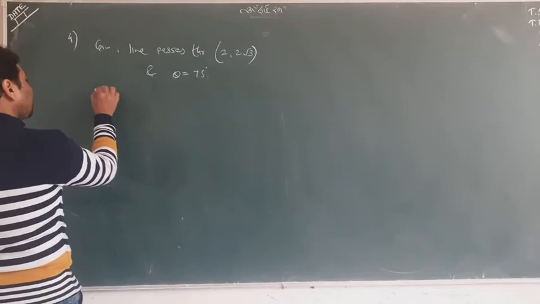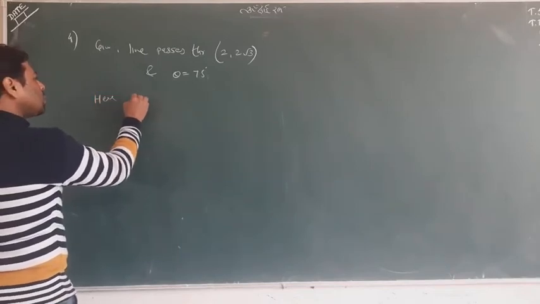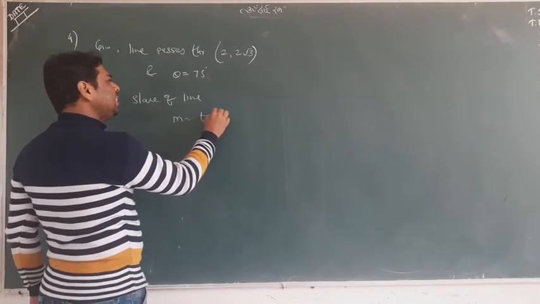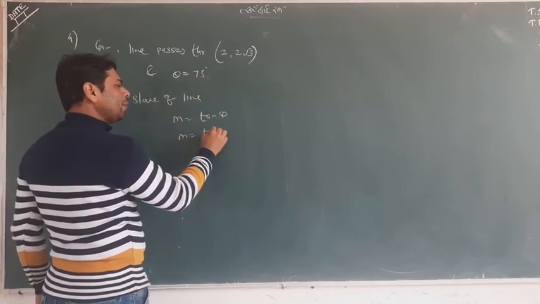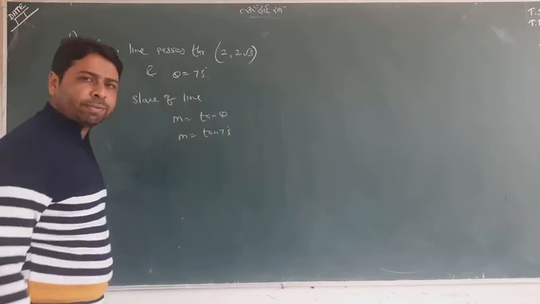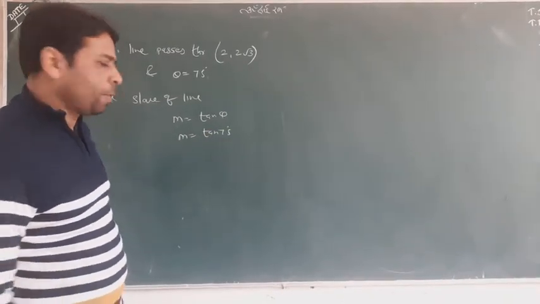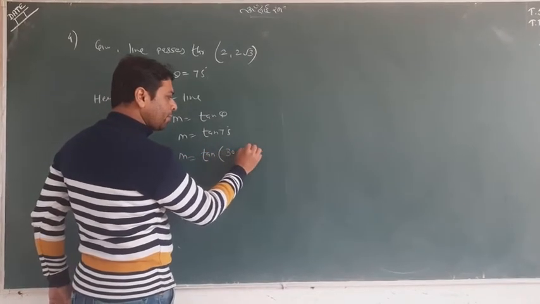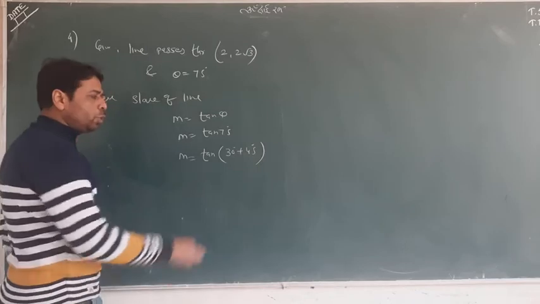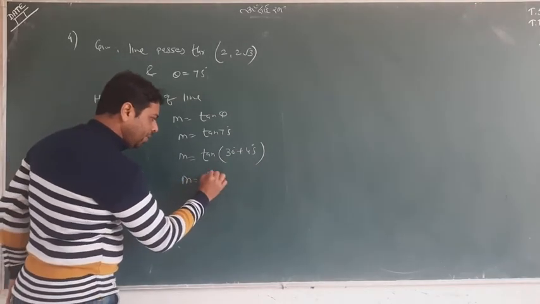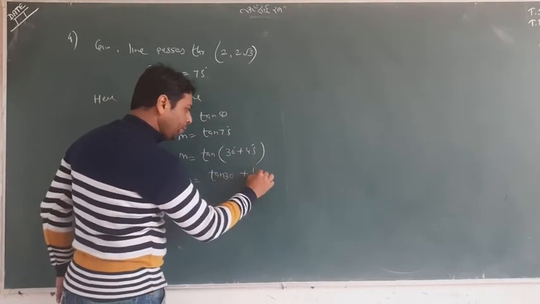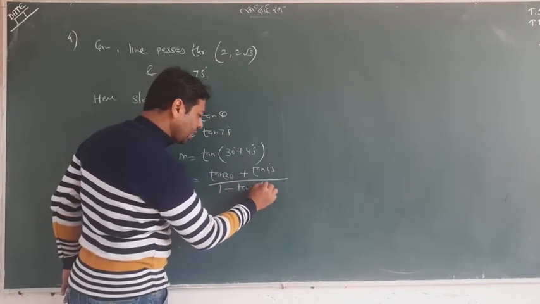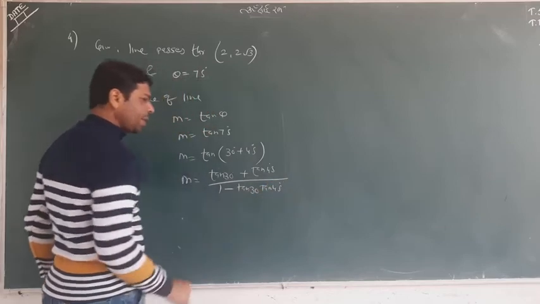The slope of the line is equal to tan theta, tan 75. So what is the value of tan 75? This is my first question. Tan 75 is very easy for one and all. This is 30 plus 45, and we use tan(A plus B), which is tan A plus tan B upon 1 minus tan A tan B. This is a simple formula.